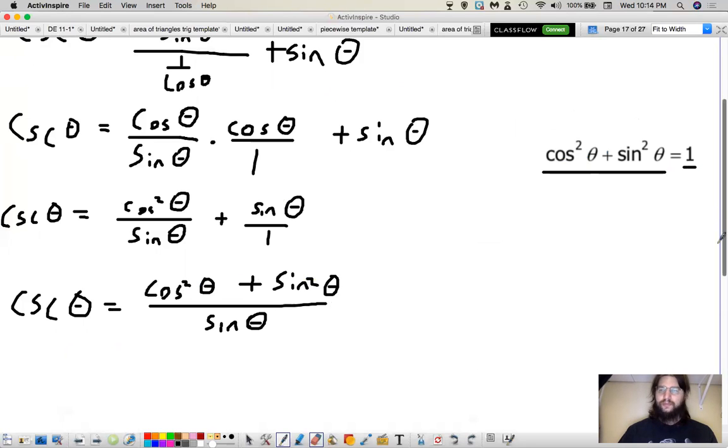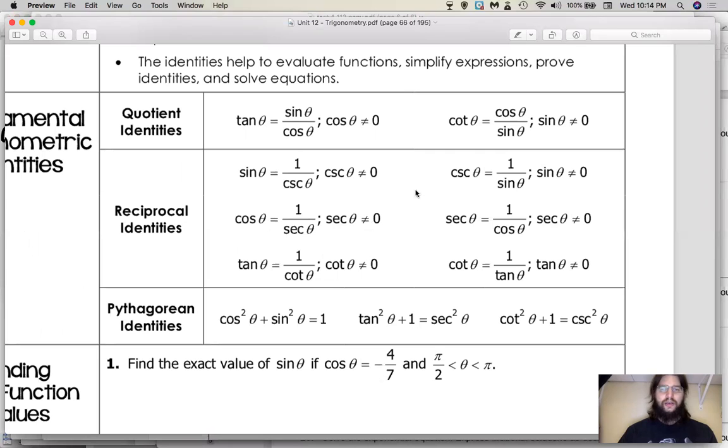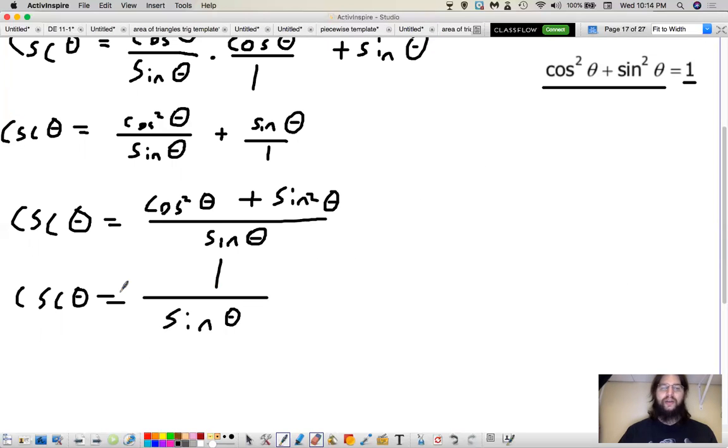So cosecant of theta is equal to 1 over sine of theta. Oh yes, yes it is, isn't it? That's one of my reciprocal identities. Cosecant of theta is 1 over sine of theta. So now I can write cosecant of theta is equal to reciprocal identity cosecant of theta. Done.